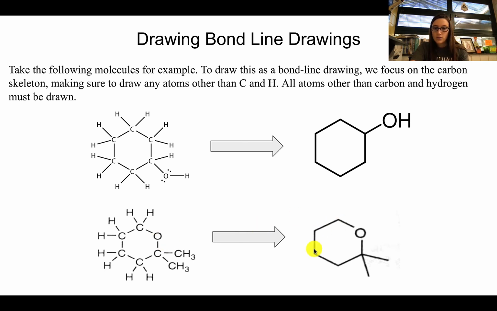So 1, 2, 3, 4, there's my 5 carbons with the oxygen. So I start by drawing this ring structure, and then I notice I have 2 CH3 groups off of this carbon. Single bond to a C, single bond to a C. The only time we show the H's is if it's attached to something other than carbon.